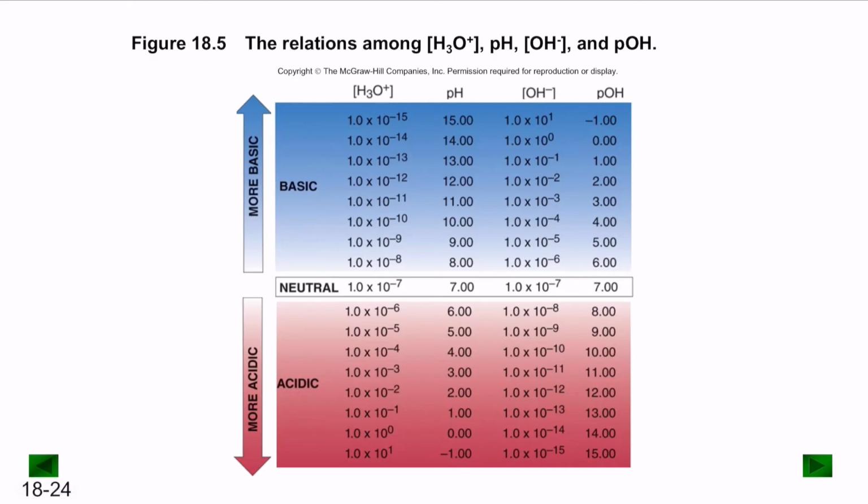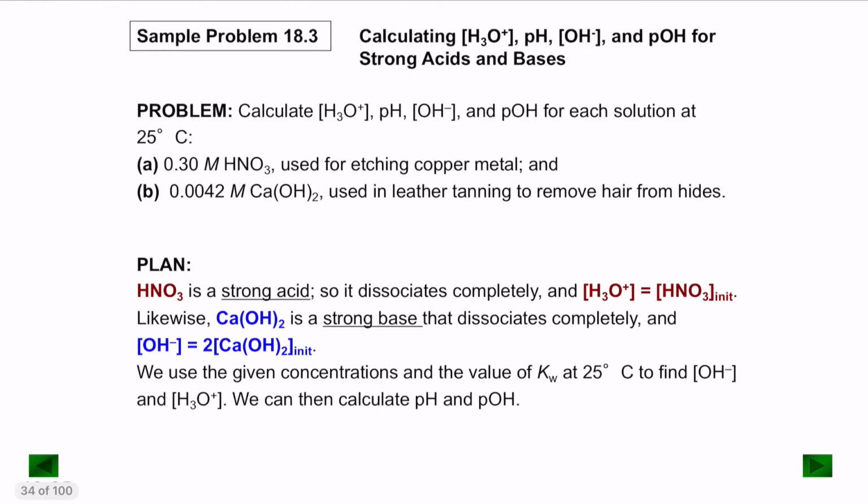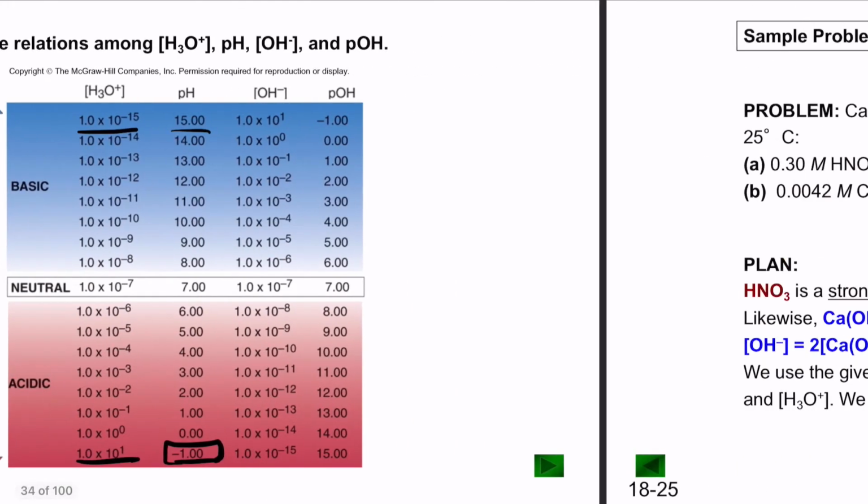So again, to summarize this, the lower the H3O plus concentration, the higher the pH value. The higher the H3O plus concentration, the lower the pH value. So this is the idea behind H3O plus concentrations.